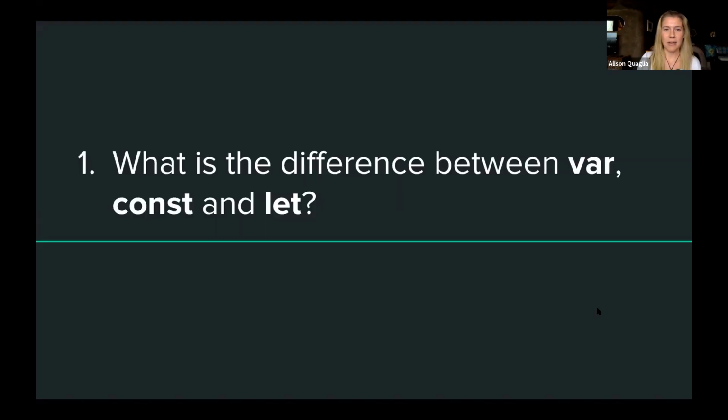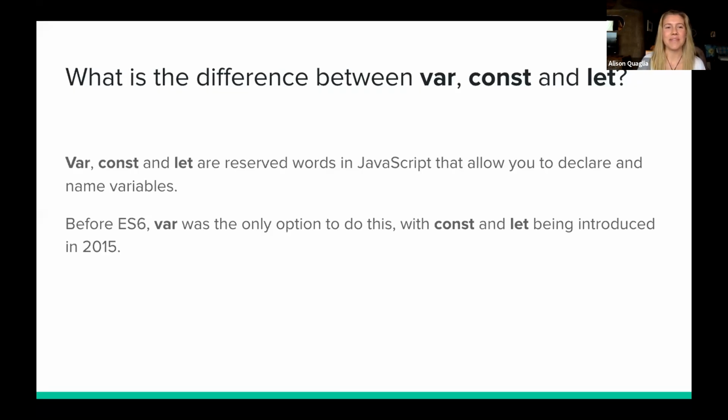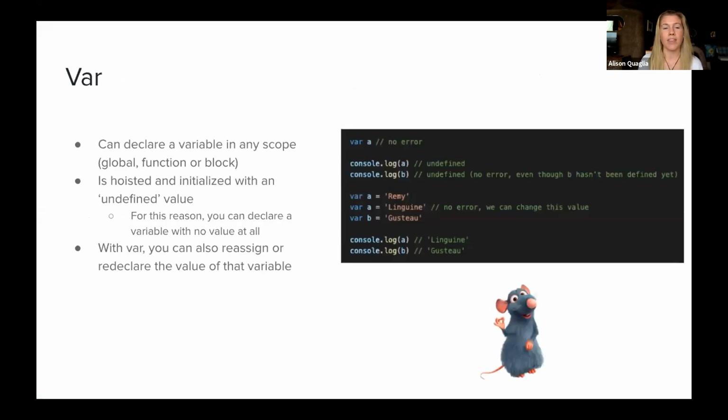Okay, so first up, what is the difference between var, const, and let? This comes up in like every single interview. So first up, var, const, and let are all reserved words in JavaScript that are going to allow you to declare and name variables. So for example, let a equal hello or something like that. Before ES6, which was introduced in 2015, var was actually the only option to do that. And so const and let were introduced later on.